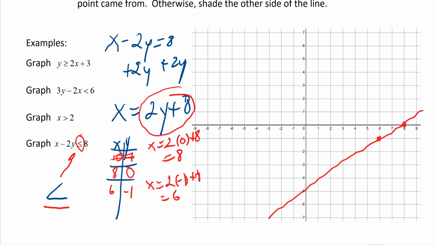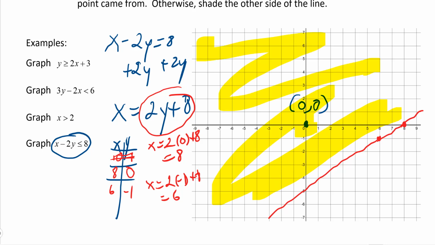Now we need to pick a point. What point do we pick? Any point we want that is clearly not touching the line. Well, I can see that my favorite point 0, 0 is far enough away from the line that it's clearly not touching it. So I'm going to use 0, 0. So we need to test 0, 0 and see if it makes this true. Before we do that, if it does make it true, then we include this point because it makes it true, and we include every point on the side of that line.